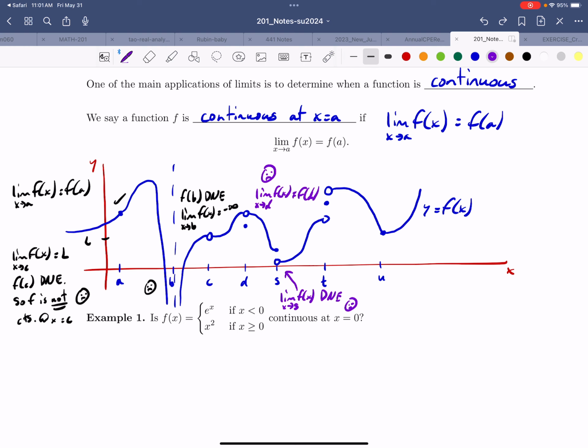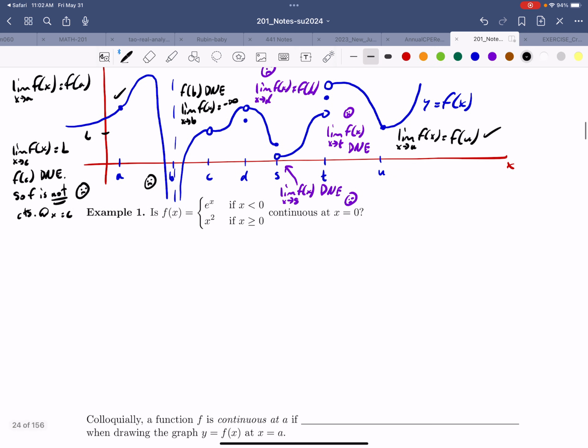For t, same sort of thing. The limit as x approaches t of f of x does not exist. So again, not continuous. And last but not least, it looks like we've got a continuous function here. Even though the function behaves kind of weird, it's not smooth, it's not what we would call differentiable, it turns out f is continuous. So the limit as x approaches u of f of x equals f of u. So here f is continuous at u.